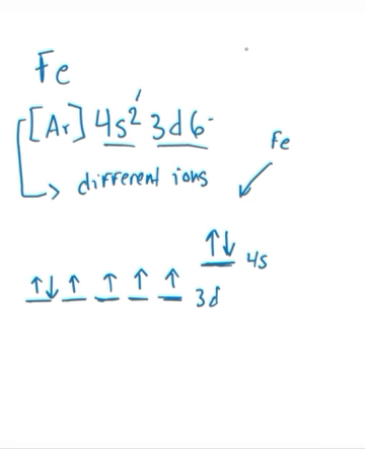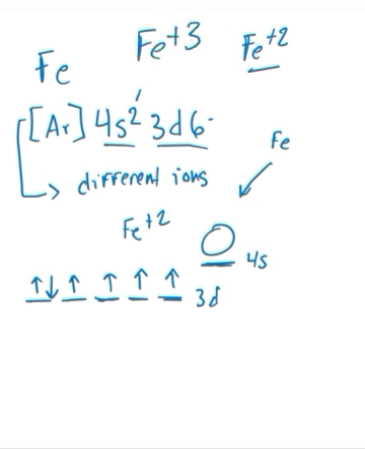If I want Fe plus 2, I have to remove 2 electrons. When we ionize something, the outer electrons, the electrons with the highest energy, are removed first. So that would be the s electrons. In iron, we will remove these 2 electrons, and this is what the Fe plus 2 ion would look like. Those 2 electrons that we lost were from the 4s shell. But let's talk about Fe plus 3 now.